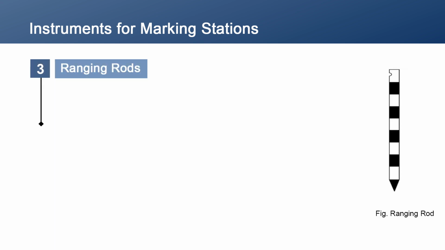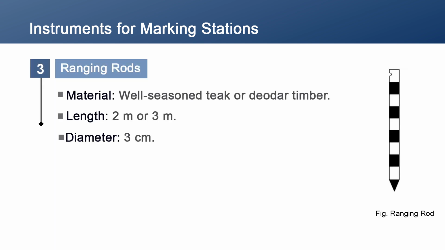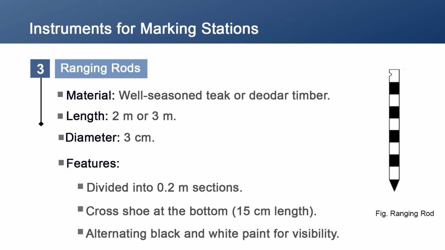Next is the ranging rod. These rods help mark station positions while you are ranging a line. Made from well-seasoned teak or deodar timber, they come in lengths of 2 meter or 3 meter with a 3 cm diameter. And they are divided into 0.2 meter parts and have a cross shoe at the bottom for stability. They are usually painted in alternating black and white sections for visibility.